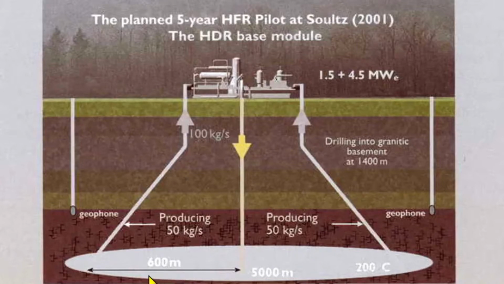You see some typical distances here. Here the temperature is 200 degrees Celsius. The distance between the producing well and the injecting well is 600 meters, and the production is about 50 kilograms per second of steam. In order to explore such potential, you have to use a so-called geophone. You have a sound source, and by listening to the response of the rock formation, you can say whether it's porous, whether it's hydraulically conductive, and so on. And this shows here relatively small power, 1.5 up to 4.5 megawatt.